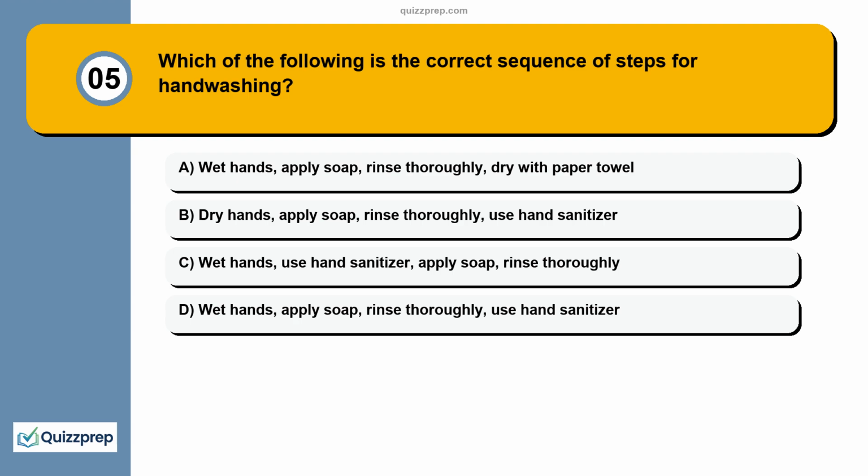Question 5. Which of the following is the correct sequence of steps for hand washing? Wet hands, apply soap, rinse thoroughly, dry with paper towel. Dry hands, apply soap, rinse thoroughly, use hand sanitizer. Wet hands, use hand sanitizer, apply soap, rinse thoroughly. Wet hands, apply soap, rinse thoroughly, use hand sanitizer.